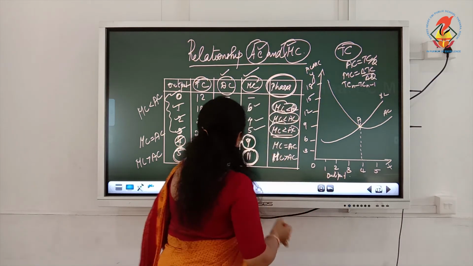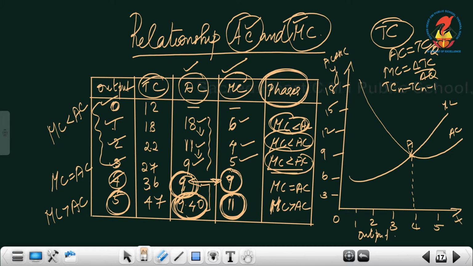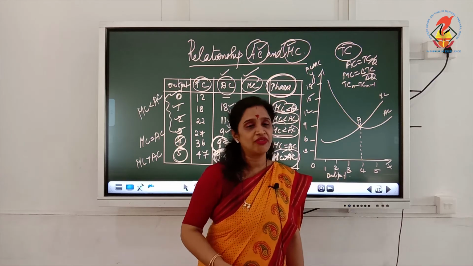See? AC starts rising from 9 to 9.4. It is just because MC is greater than AC. So long as MC is greater than AC, AC will start rising. It is clearly evident from the table. At the fifth level of output, MC is 11, greater than 9.4. That is why AC starts rising from 9 to 9.4, from fourth to fifth level of output.